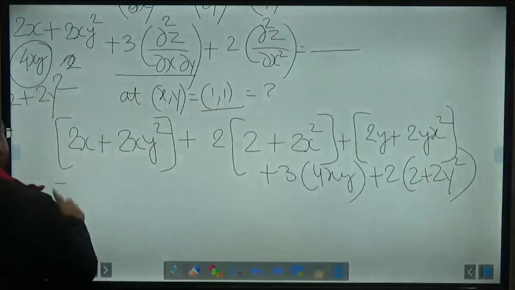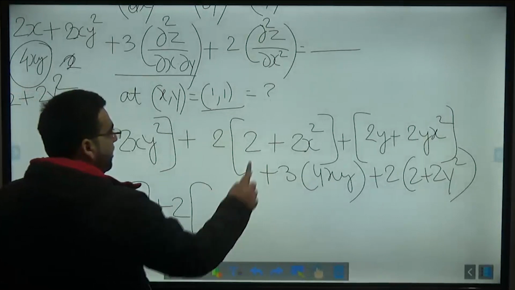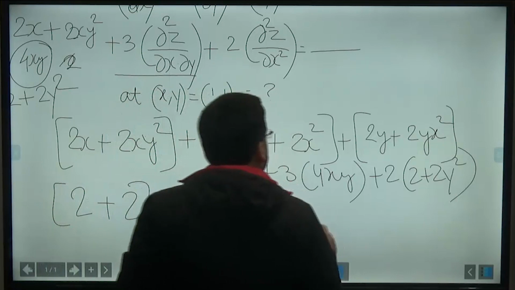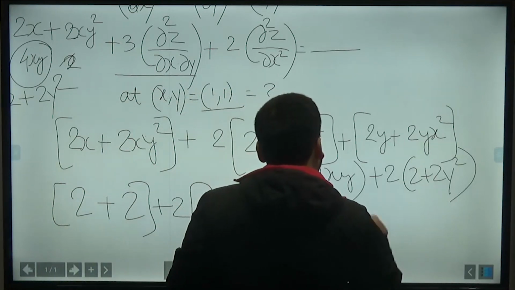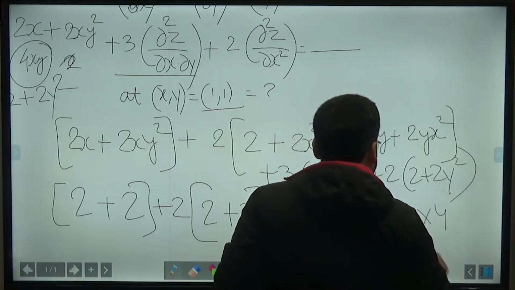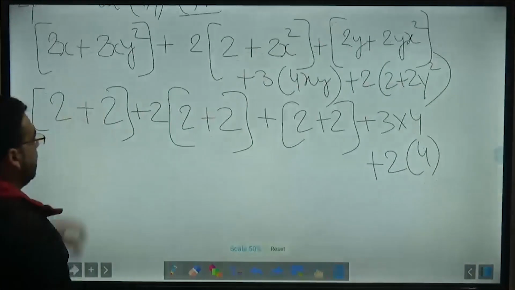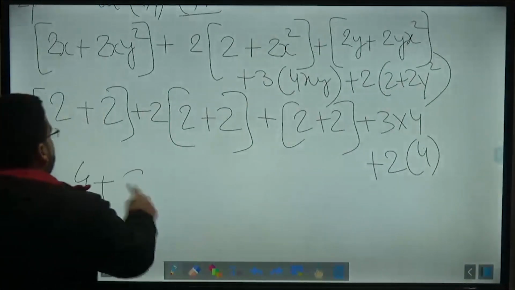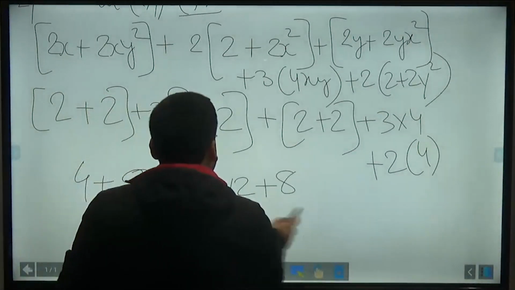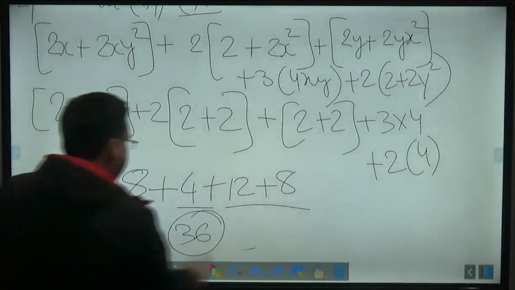Now let us put the point x, y as 1 comma 1. If you put 1 comma 1, 2 plus 2, plus again 2 plus 2, plus 3 into 4, and plus 2 into 4. We'll be getting 4 plus 8 plus 4 plus 12 plus 8, 24, 32 and 4, that is 36. 36.